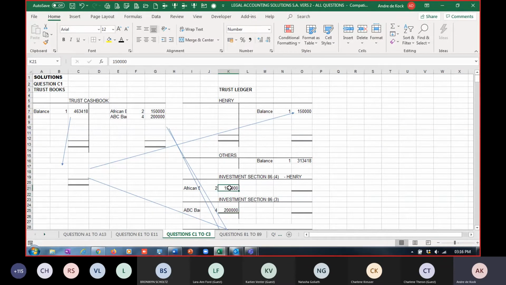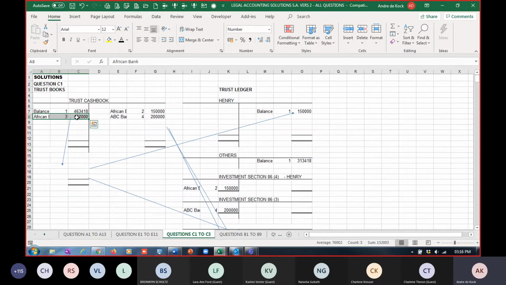When I withdraw this investment, it says here, you later withdraw the investment funds and redeposit amounts of 152,000 and 205 respectively into your trust banking account. So we deposit 152,000. When we deposit it, it goes into our trust banking account. So when we write out the trust cash book, we debit the trust cash book.